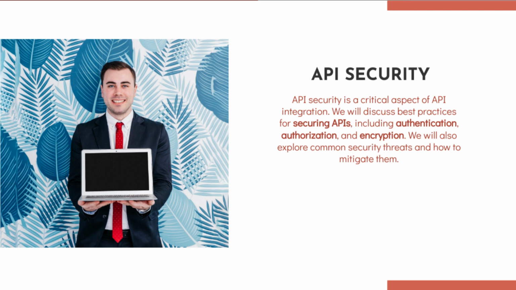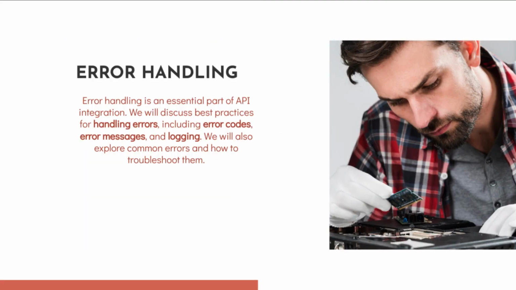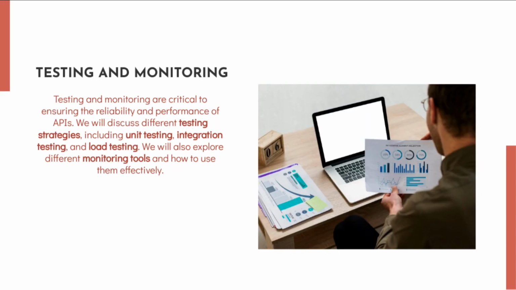3. Versioning. Versioning helps maintain backward compatibility and allows for incremental updates to your API without breaking existing integrations. Consider the following versioning best practices. Include a version number in the API endpoint or request header to indicate the desired API version.